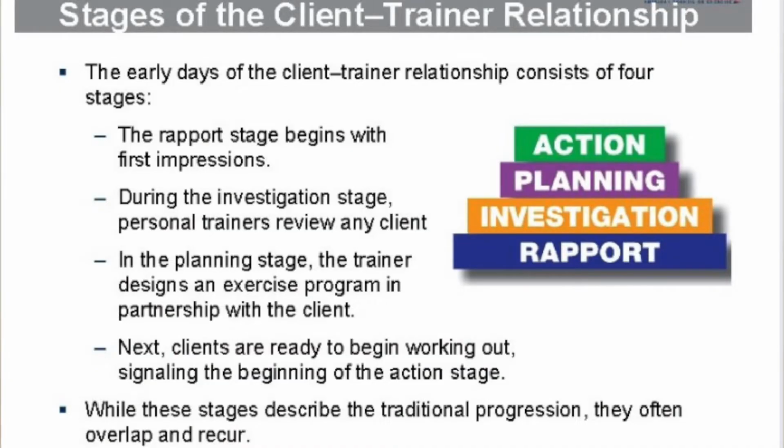Okay, so chapter 4 is called effective communication, goal setting, and teaching techniques. The main thing I remember from chapter 4 being on the test is the stages of the client-personal trainer relationship. So that's going to be rapport, investigation, planning, and action.